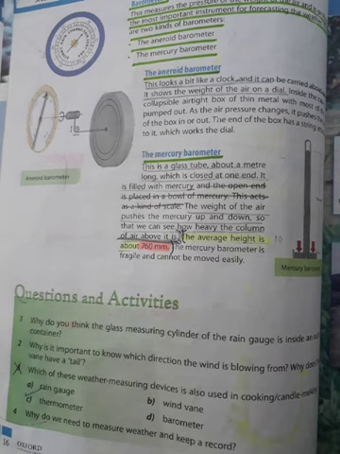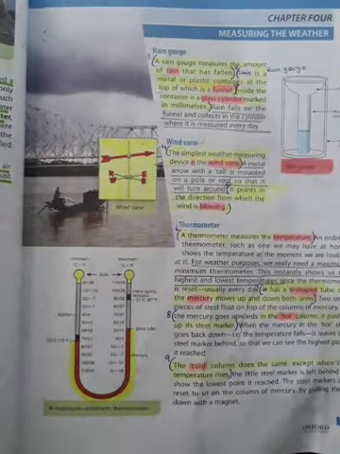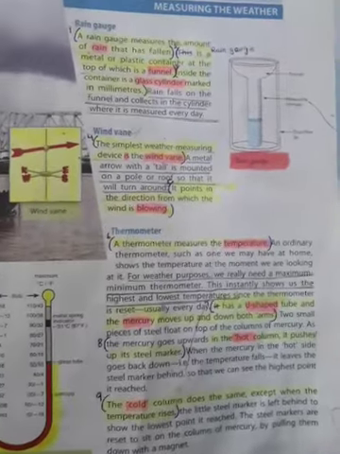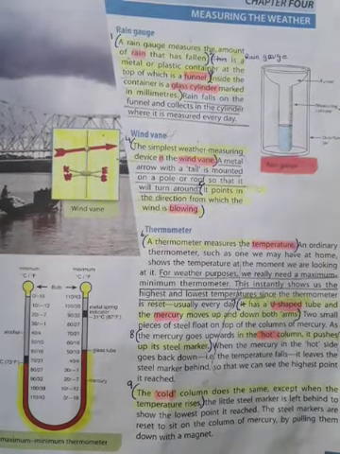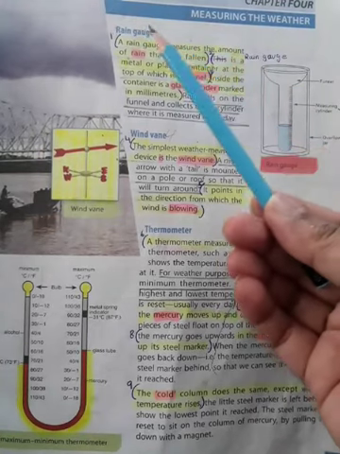So this is the topic. I hope you get it clear. So now first we do a fill in the blanks. First thing, make all these diagrams on your copy. Now come to the rain gauge.